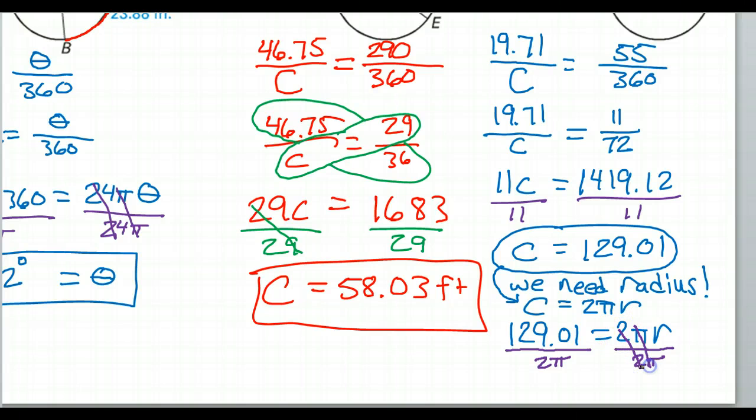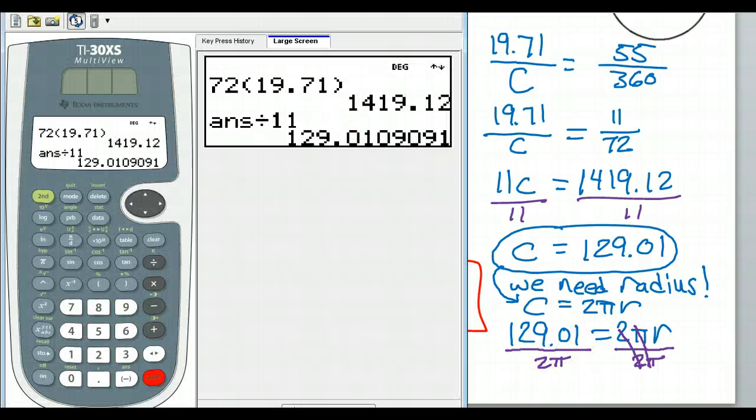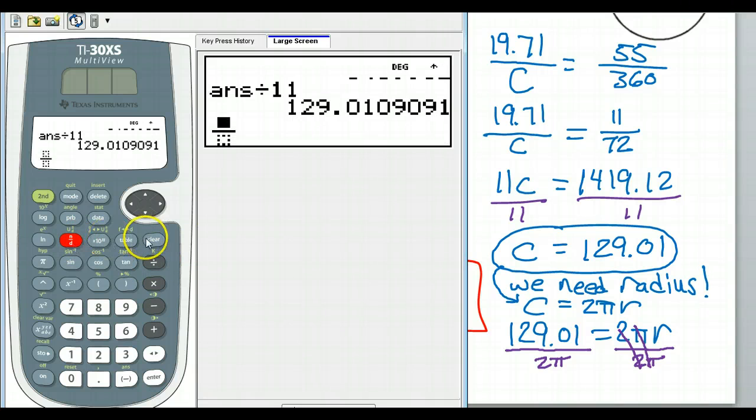So divide by 2 pi. Okay, all this cancels out. Okay, divided by 2 pi. And you know what? If we look in the calculator, this number is still there. So I really don't even have to round it. Like I just put 0.01 here, but I really like all those decimals. So let's just go ahead and do divided by, okay, that didn't work out so well. You know what? I'm just going to type it in.